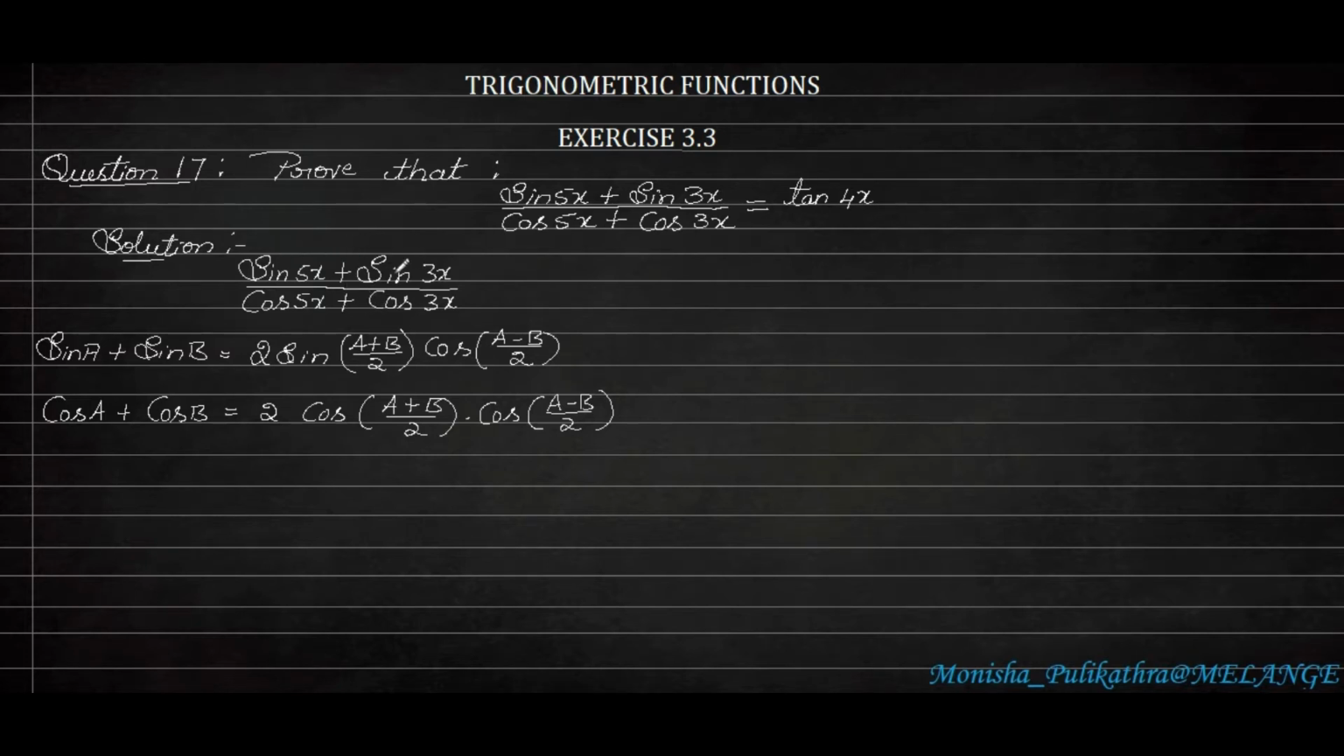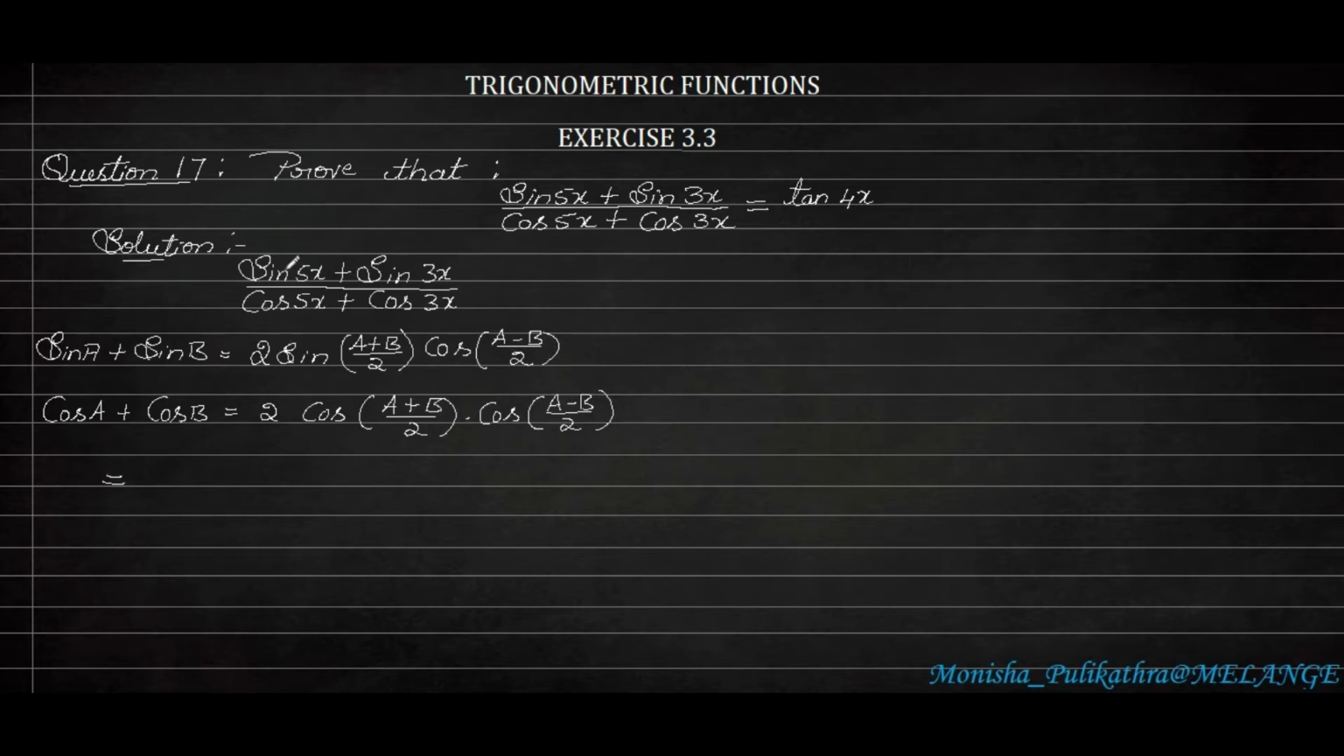Here the numerator is in the form of sin A plus sin B. The sin A plus sin B formula is 2 sin (A plus B)/2 into cos (A minus B)/2. The denominator has the cos A plus cos B formula. So cos A plus cos B is 2 cos (A plus B)/2 into cos (A minus B)/2. So we have to rewrite the numerator and denominator according to these formulas.